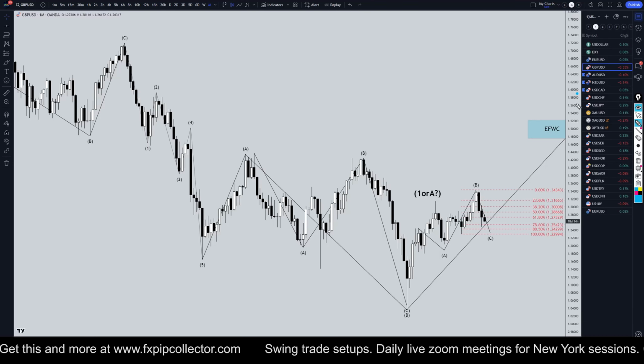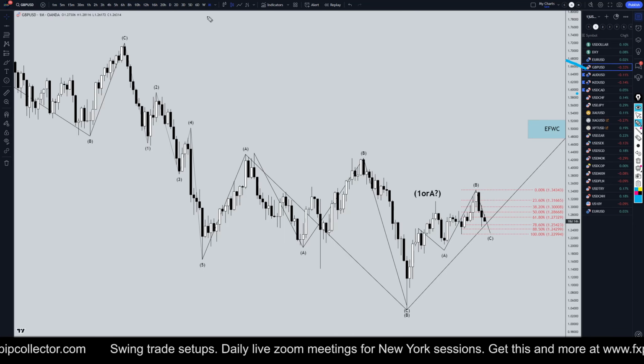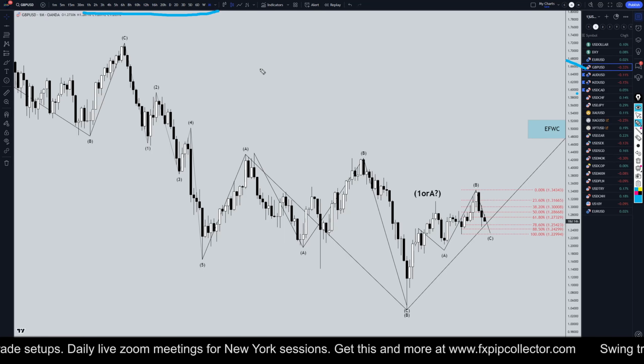Today is Friday, December 13th, and I'm going to be analyzing the pound US dollar, starting on the monthly, working my way all the way down to the 1 hour time frame for the full top-down analysis.